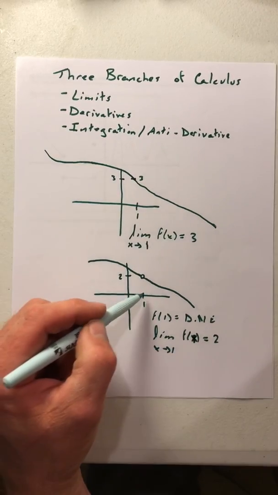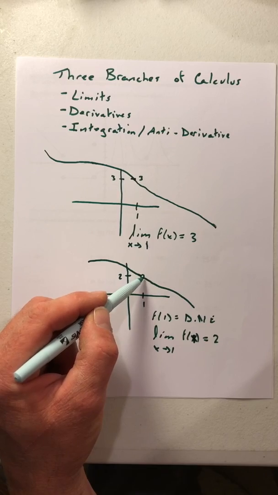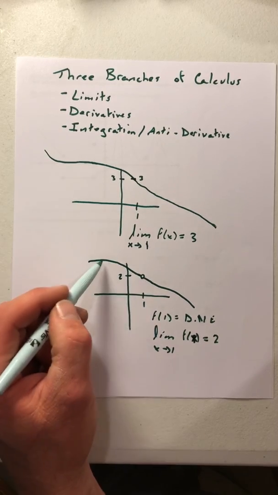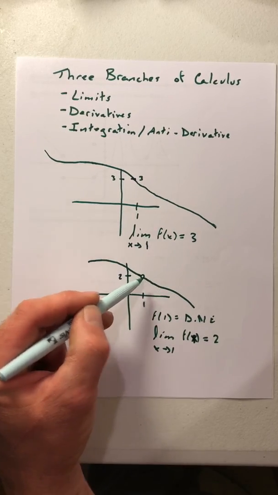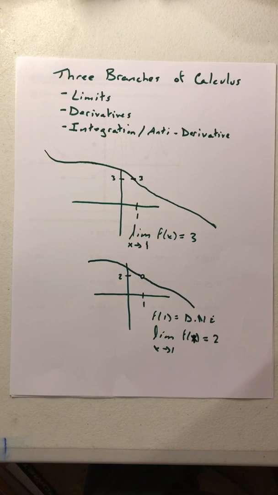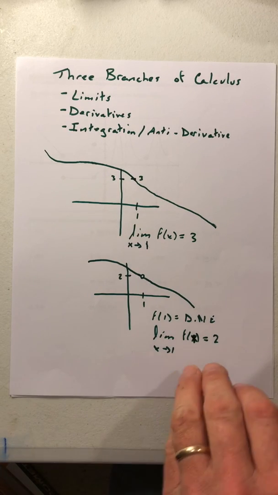So we know that it's not defined at that point, but we know the two branches now get closer and closer to that 2 value. So now we can describe the graph of this function a little more precisely. So we know the value doesn't exist, but the limit, so the branches are getting closer to that y value of 2 as x gets closer to 1.